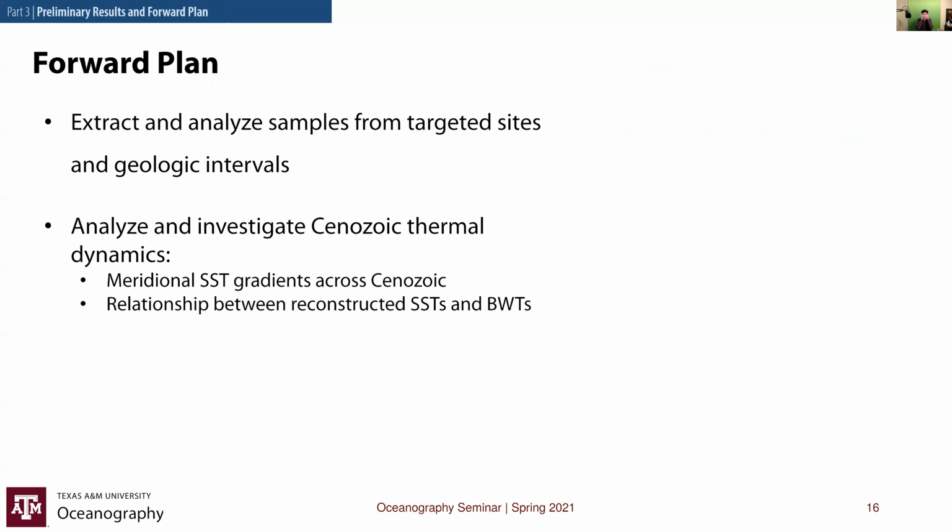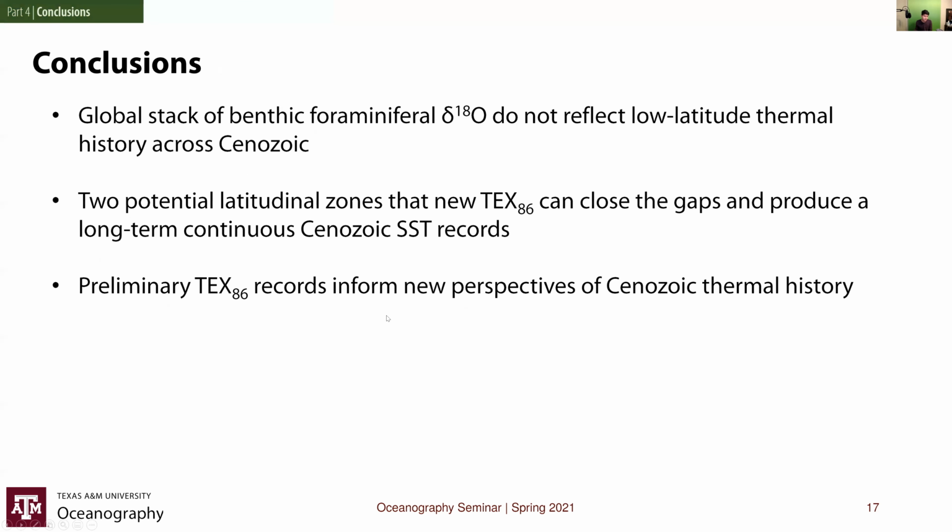So what I'm going to do next is, as mentioned already, extract more samples in the targeted geologic time intervals from the potential sites. And after we have the complete records of TEX86, we can do something a little bit more fancy, like see how the meridional seafloor temperature gradients change over the last 66 million years. And we can investigate the relationship of the surface ocean with the bottom ocean, whether or not the ocean circulation has changed or remained the same across the last 66 million years.